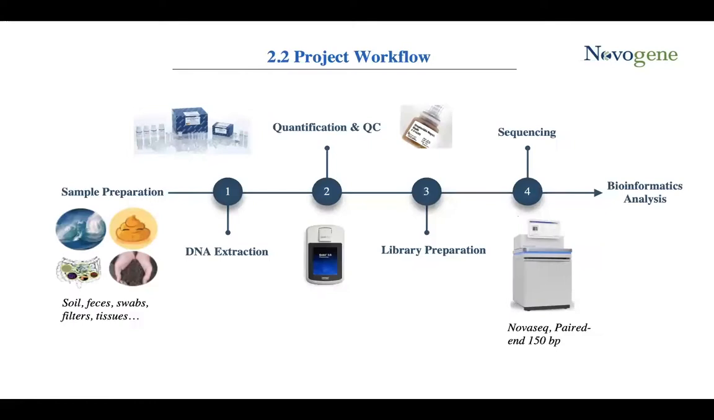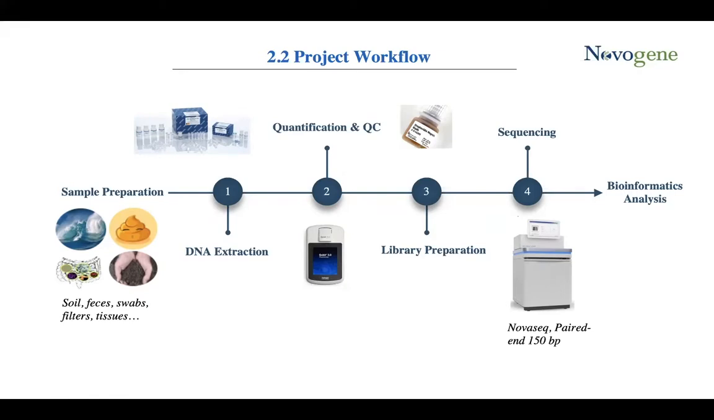And here is the common standard workflow of a shotgun metagenomic sequencing project. The first step is sample preparation. Often in metagenomic study, samples are from the target environment, such as water, feces, gut, or soil. And then DNA extraction is performed to isolate total DNA from those samples. Novogene can accept either environmental samples or DNA samples as input. And the next step after total DNA acquisition, we will apply the quantification and DNA quality control to make sure the DNA we have qualifies the standard of a successful library preparation.